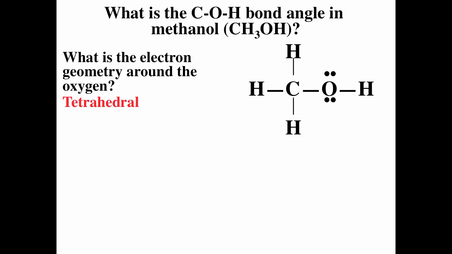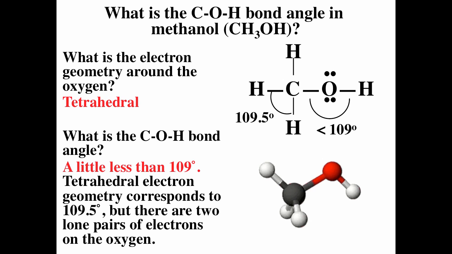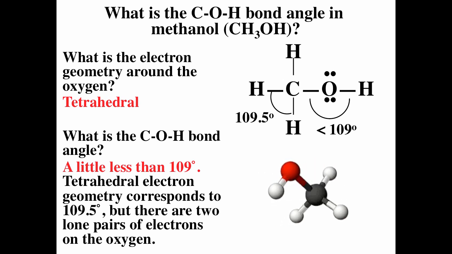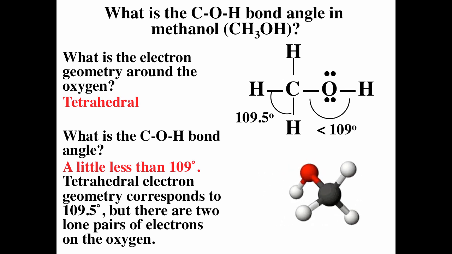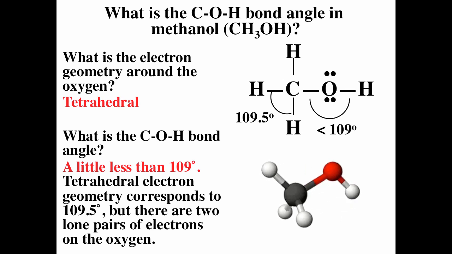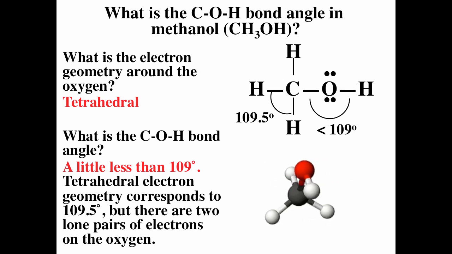And so around oxygen, you have 4 regions: a single bond, double bond, triple bond, lone pair, all counted as a single region. And so we got 4 regions. So that gives us tetrahedral electron geometry. And so the COH bond angle should be a little bit less than 109.5. For tetrahedral, the bond angles are 109.5. Again, you got that lone pair, so it's going to be a little bit less than 109.5.